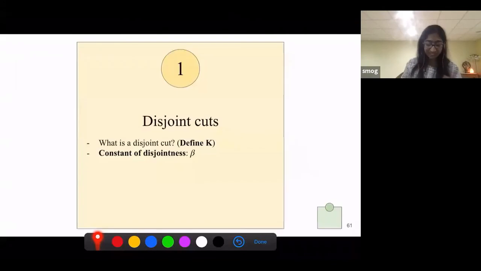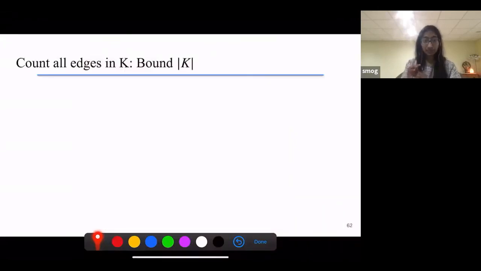Okay. So what we've said so far is we've defined a set of disjoint cuts K. And our goal now is to say that if we're paying for these disjoint cuts separately, there cannot be too many cuts in K. So we're going to say that the size of K isn't too much. For simplicity's sake, we're going to call small k the size of our big set K.